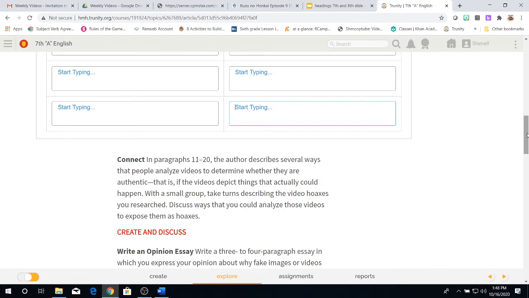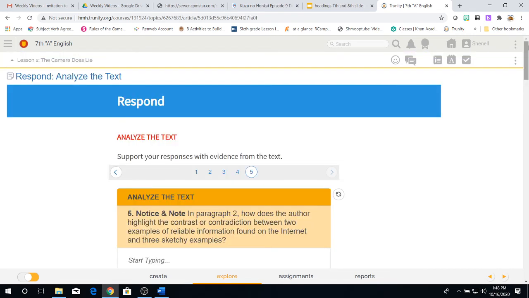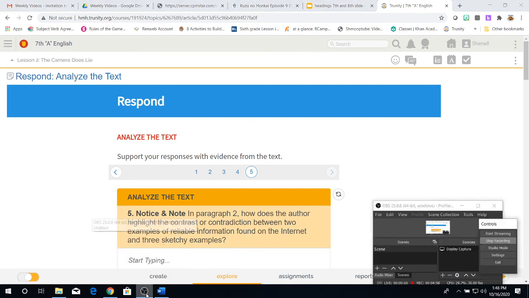Now, you can also connect to it by going to paragraph 11 and 20. The author describes several ways that people analyze videos to determine whether they are authentic. That is, if the videos depict things that actually could happen. So in our class, we're going to take turns describing the video hoaxes that we found. And we're going to discuss ways we can analyze those videos to expose them as hoaxes. We're going to try to figure out, together, as a group, how we can make people see that these things are not real, that they're just hoaxes.